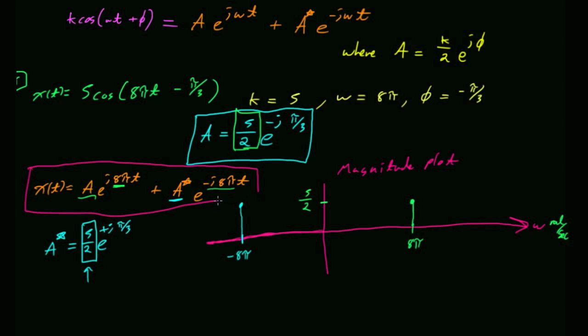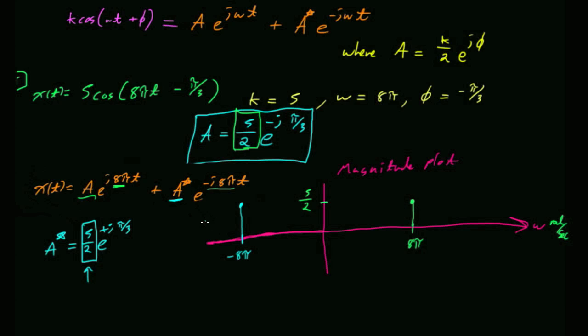Okay, so let me just summarize. We're not done, but let me summarize where I am so far. Yes? If you have another signal, let's say 6 cosine of A pi t in the same phase, do you draw another magnitude plot for that one too? Yeah, we'll do that example in a second. Hold that thought.